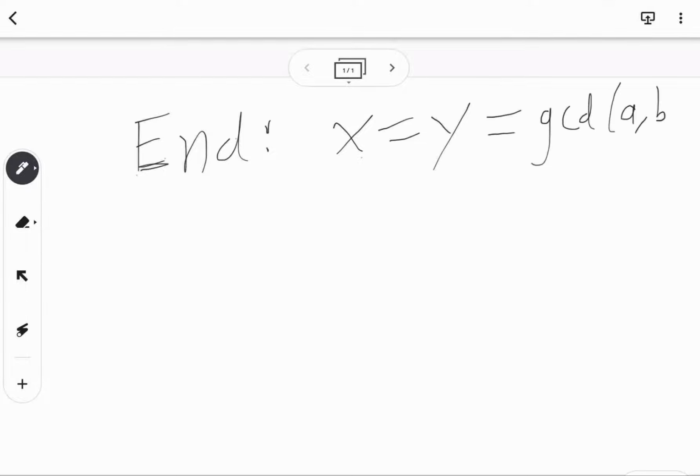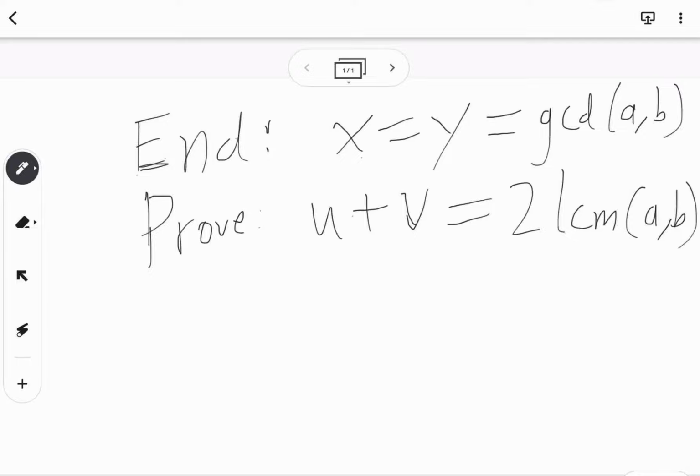So first of all, we care about the end state. I haven't said what the problem is asking for. The end state is x equals y, right? Because we stop at x equals y. And from the Euclidean algorithm, we know that at the end, x and y equal the GCD of a and b, which is what x and y started out as. So we want to prove that u plus v equals 2 times the LCM of a and b. That's what we want to prove.